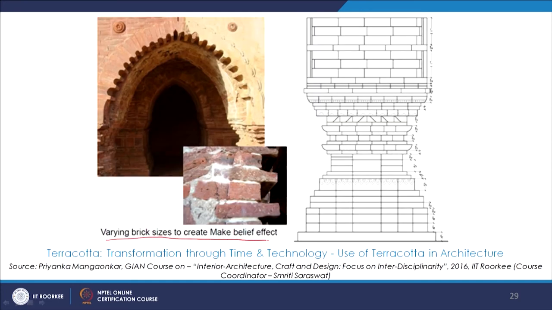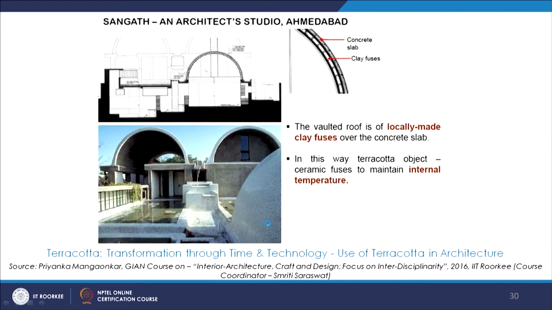Varying brick sizes to create a make-believe effect. We see the varying brick sizes, and we see here the detail. The kind of effect is created by using varying size and proportion. Some more examples. This is Sangath, Doshi sir's studio, and here also we see the use of clay fuses. Vaulted roof is of locally made clay fuses over the concrete slab. So terracotta is being used as an object in architecture. In this way, terracotta object, ceramic fuses to maintain internal temperature. We see over here the details.